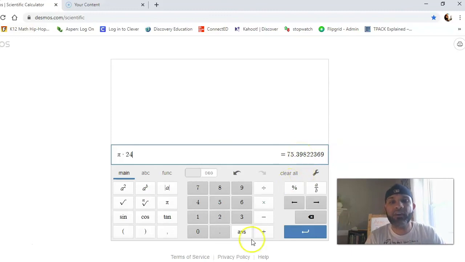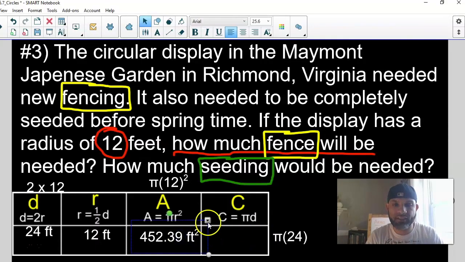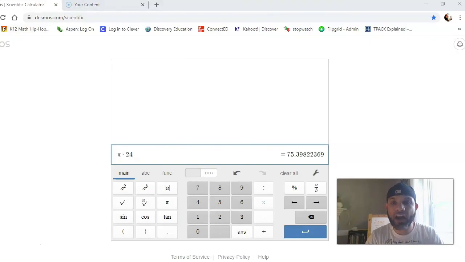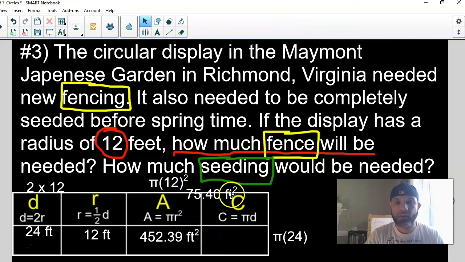So 75.40 is our answer. And that is not square feet, just feet. So that's how much fencing they're going to need.